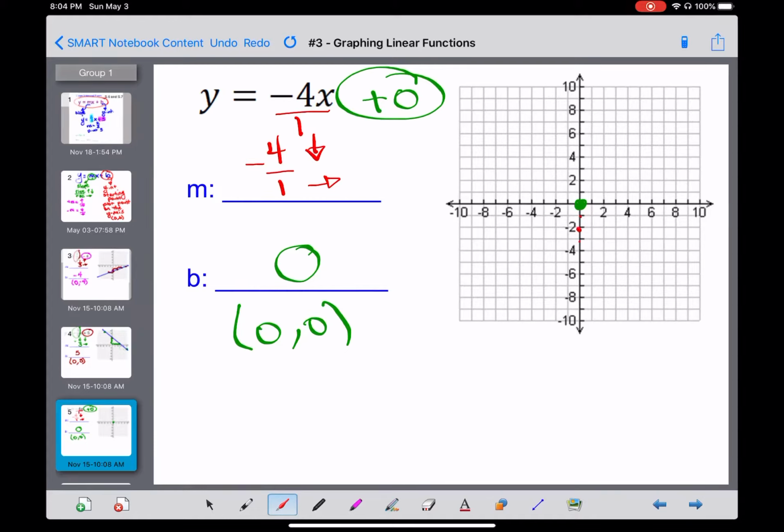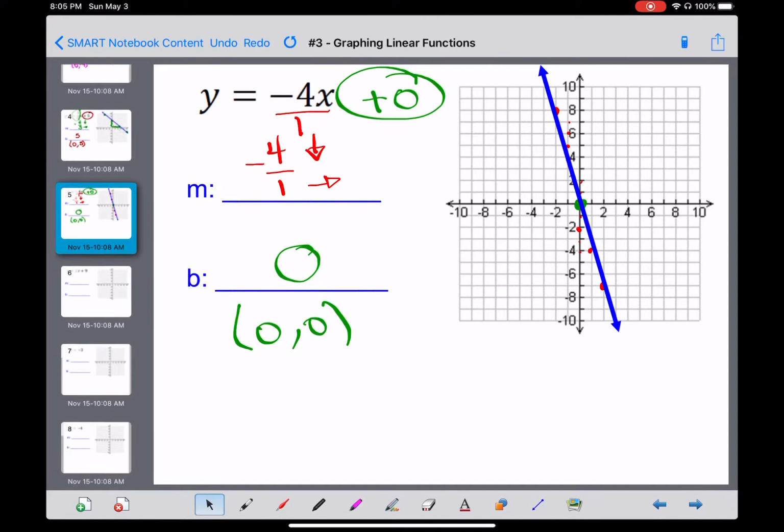1, 2, 3, 4. 1 to the right. And I'm going to do the opposite to complete the other side. 1, 2, 3, 4. There. And here comes my line. There you go. Beautiful. Okay.